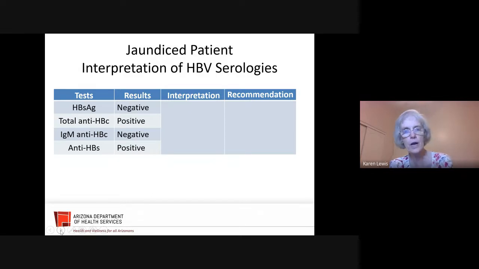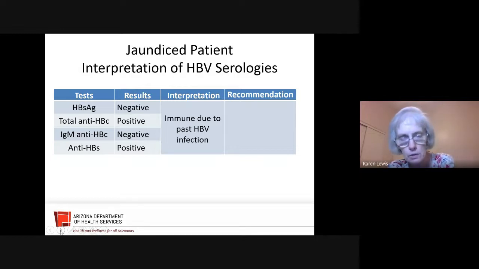Okay, so we have a jaundice patient, and the hepatitis B surface antigen is negative. The total antibody to hepatitis B core antigen is positive. The IgM hepatitis B core antibodies are negative, but the antibody to hepatitis B surface antigen is positive. What would this mean? They are immune due to a past hepatitis B virus infection.